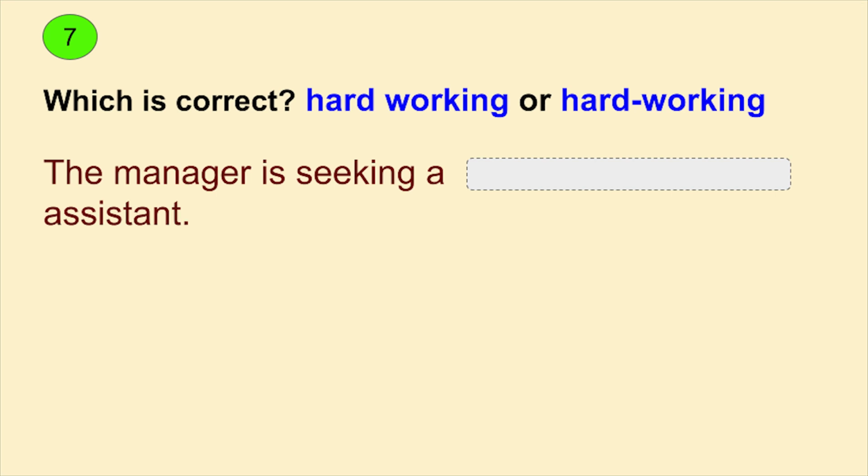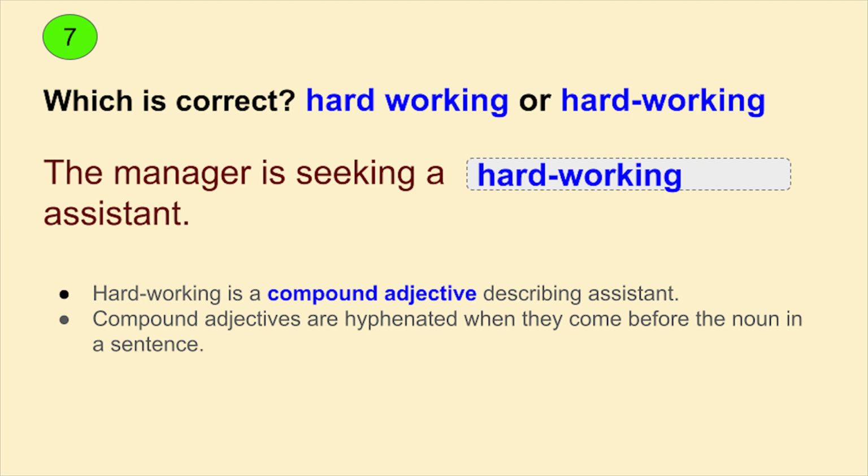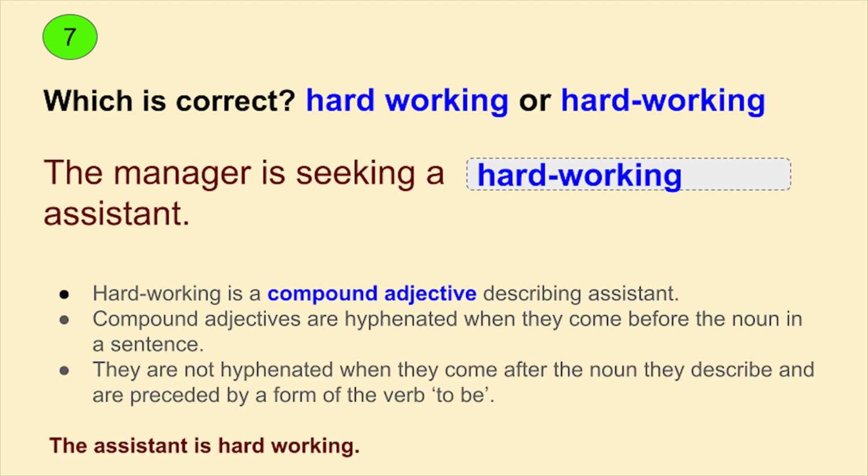The correct answer is hardworking with the hyphen. Hardworking is a compound adjective describing assistant. Compound adjectives are hyphenated when they come before the noun in a sentence. For example, in this sentence, hardworking comes before the noun assistant. Compound adjectives are not hyphenated when they come after the noun they describe and are preceded by a form of the verb to be. For example, the assistant is hardworking.